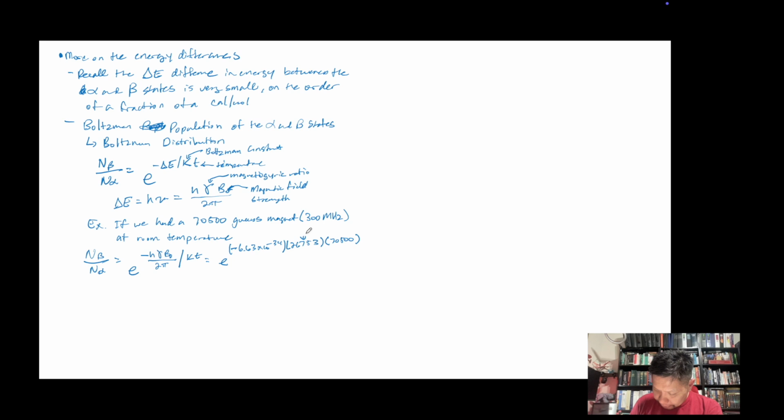And just in case you don't know what this number is, this is the gamma of a proton, or the magnetogyric ratio of a proton. And all that is still going to be divided by 2 pi, and then all that is divided by the Boltzmann constant, which is 1.38 times 10 to the negative 23, times the temperature, which is 298 Kelvin.